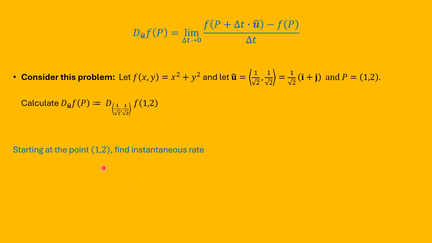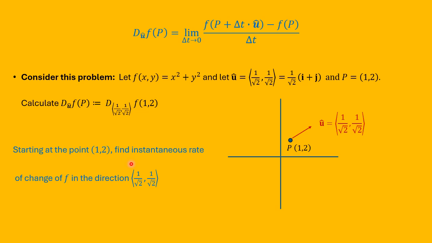So we want to calculate this directional derivative. Starting at the point (1, 2), what we're doing basically is finding the instantaneous rate of change of f in that direction, 1 over the square root of 2, 1 over the square root of 2. And here's a picture showing us the situation. Horizontal x-axis, vertical y-axis. Here's the point P, which has rectangular coordinates (1, 2). And here's a unit vector starting at P, which has components 1 over the square root of 2, 1 over the square root of 2.